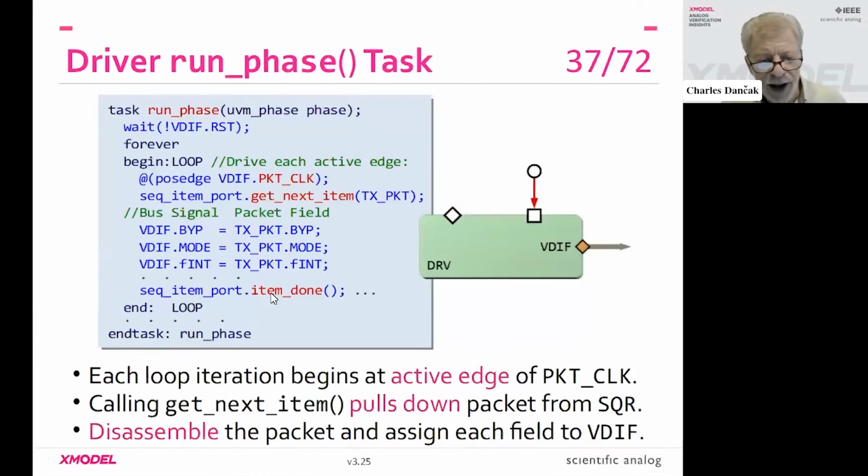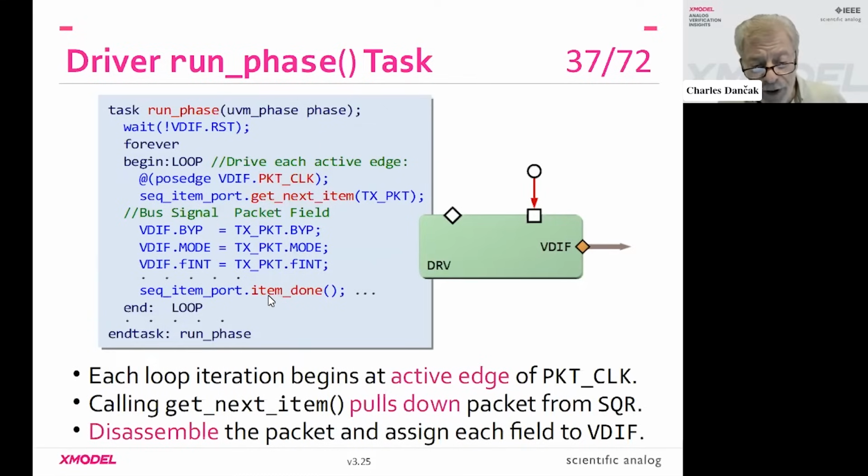So let's drill down into the run phase code. Now we've got a forever loop, not a for loop, but a forever loop. The idea being we want the driver code to be highly reusable, independent of test length. And as our timing budget showed, we're going to start the action driving stimulus into the DUT on every rising edge of packet clock after the reset is over. And we're going to use these two important base class methods, get next item and item done.